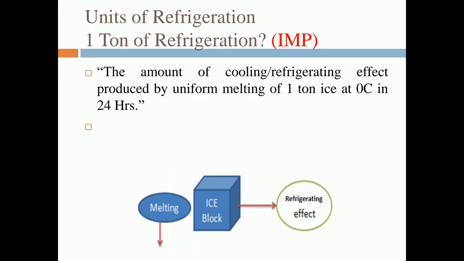Once again, it is the amount of cooling effect, or we can also say refrigerating effect. Three parameters are very important when you define 1 ton of refrigeration. One is 1 ton of ice, another is 0 degree Celsius, and the third one is 24 hours. So it is the amount of refrigerating effect produced by uniform melting of 1 ton of ice at 0 degree Celsius in 24 hours. That is known as 1 ton of refrigeration.